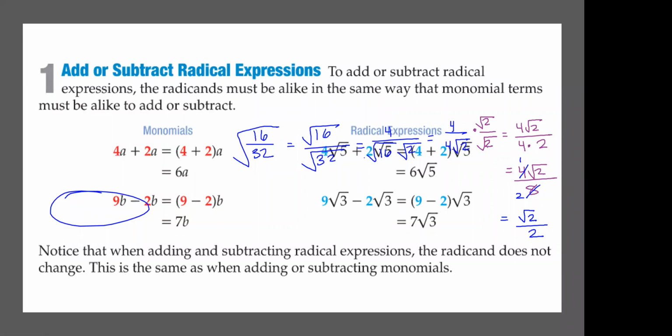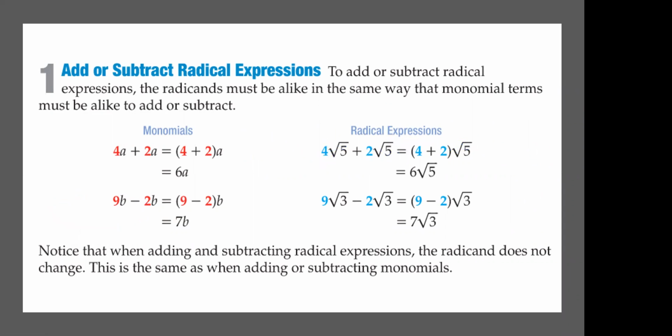All right. Then it talks about adding and subtracting radical expressions, okay? When we do that, we have to have a common radical, okay? So, like over here, as the 4 times radical 5 plus 2 times radical 5, we can add these coefficients and then keep the radical the same, okay? So it's kind of like when you're adding fractions, you add the numerators and keep the denominators the same. Same idea, okay? So no, the radicand does not change, okay? All right.